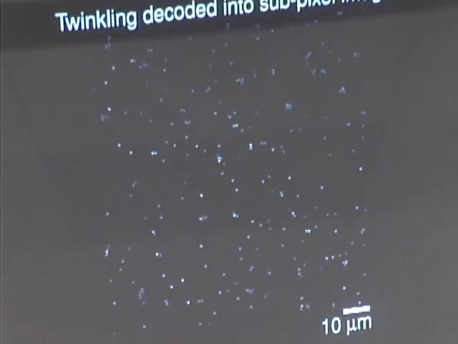Then he did some signal processing and turned that sequence of pictures into that picture. So you can see the resolution's up a bit. The resolution is very sub-pixel. You can see many resolution elements inside one pixel from the original picture.